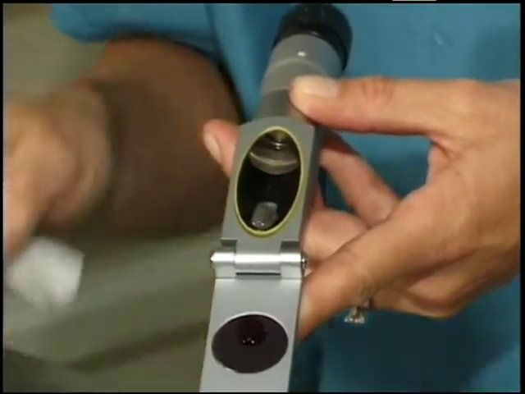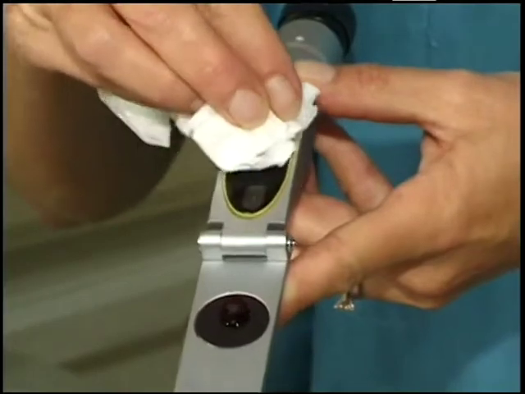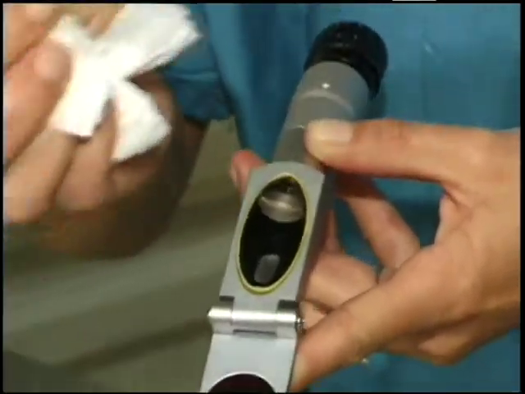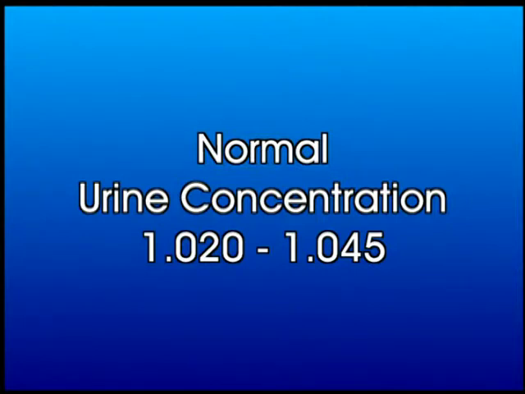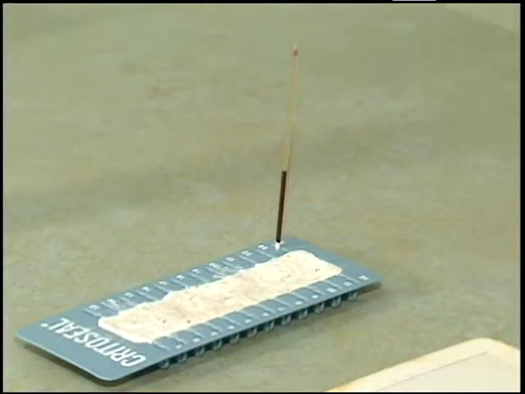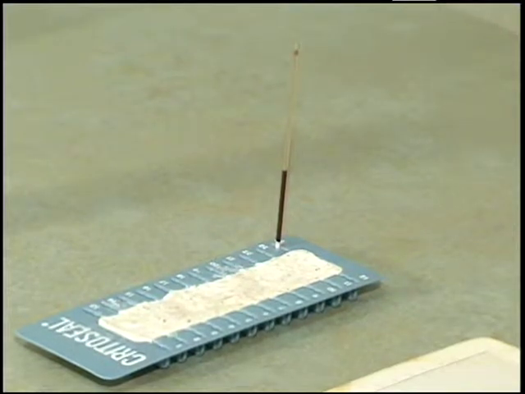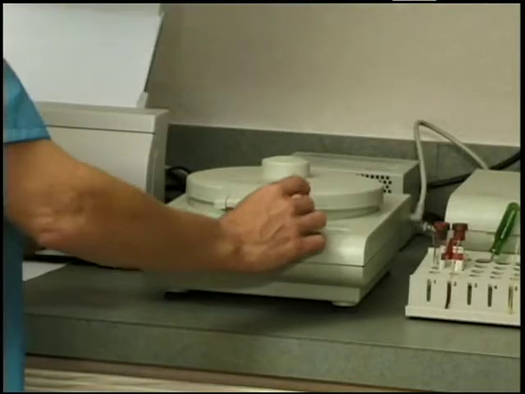Clean both windows with distilled water and non-scratching tissues before returning the instrument to its protective case. Normal urine concentrations range between 1.020 and 1.045. Protein concentrations are often measured by evaluating a drop of serum from the plasma portion of blood in a hematocrit tube. This protein value gives the clinician significant information in helping to determine the patient's hydration or other disease conditions.